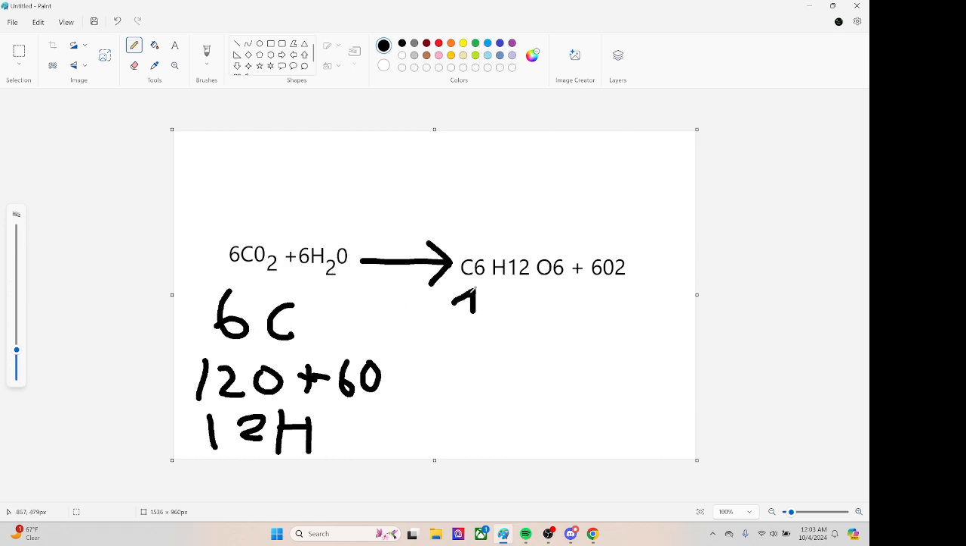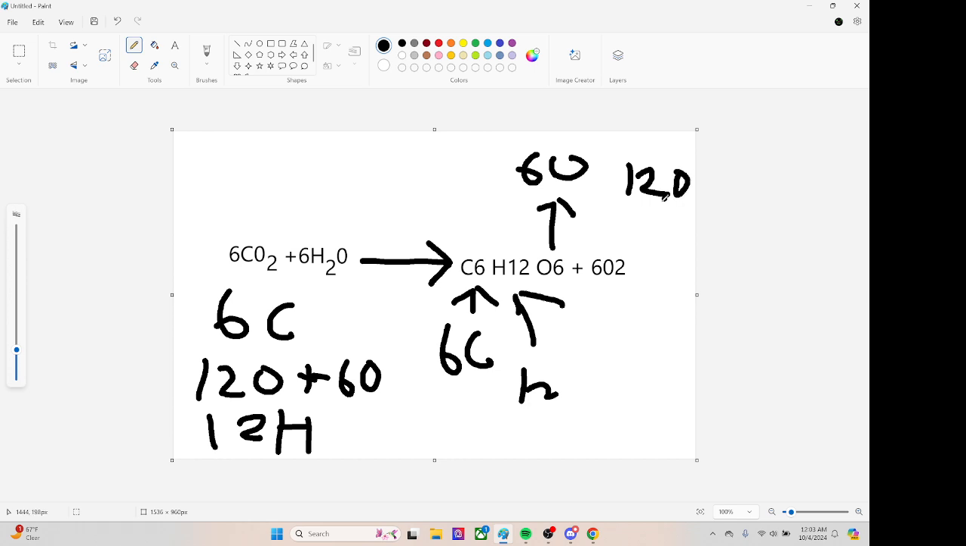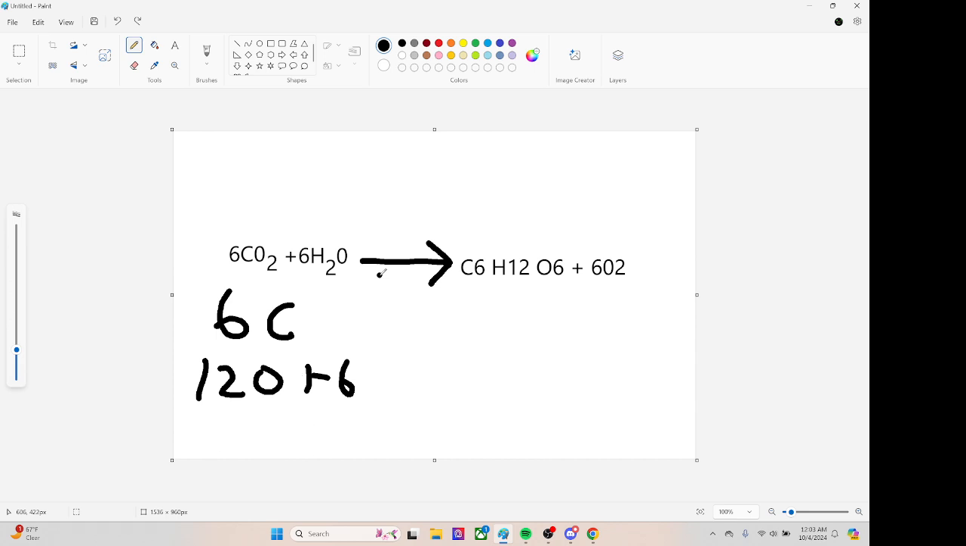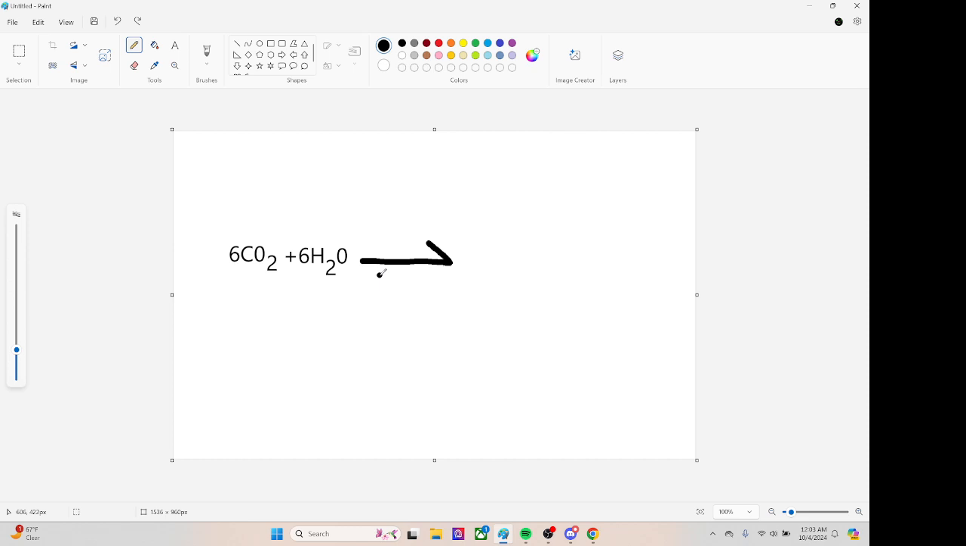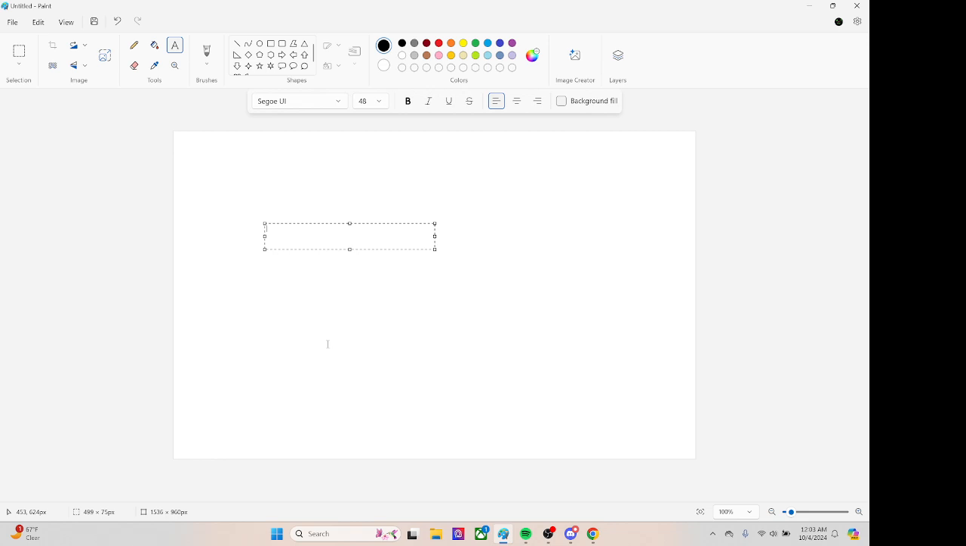Here we got 6 carbon, 12 hydrogen, and 6 oxygen, and 2 times 6 is 12, so that's 18. We're here 12, 6, 18. Still the same amount. Now you can also see a lot of problems, especially on the chemistry side, where you have something like this.